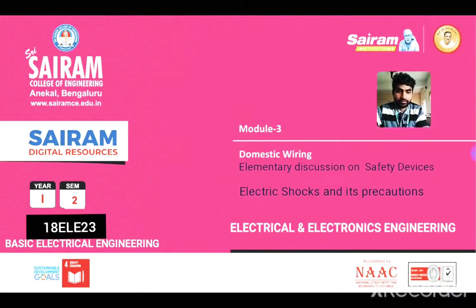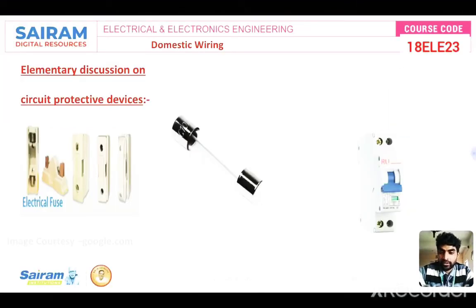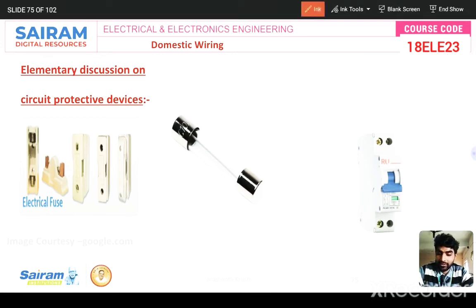First, one by one, we will see the elementary discussion of safety devices. Anybody having a guess? What types of fuses are present? Here a KitKat fuse will be there, and there is a normal fuse. I'll show you all the fuses in the laboratory. If a fault occurs, if a short circuit occurs, if some abnormal condition occurs, automatically this fuse will melt. They keep a fuse wire here, and here also they keep a thin wire. So if a short circuit occurs, automatically that wire will melt.